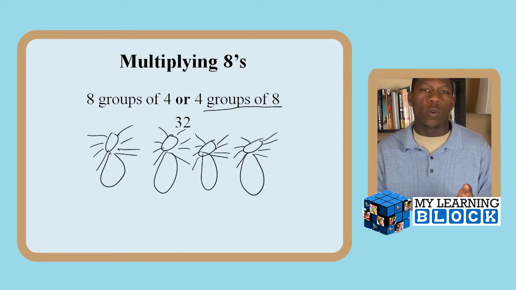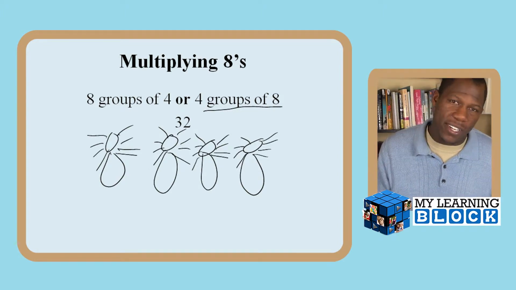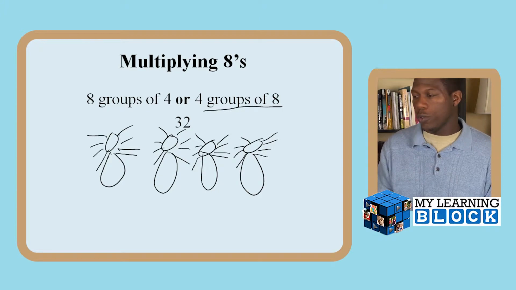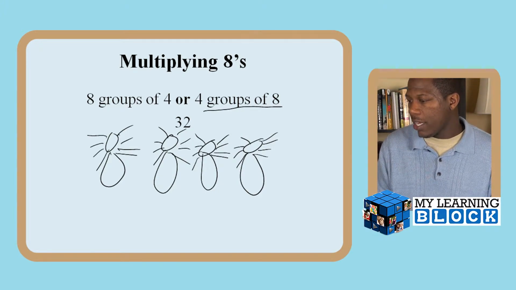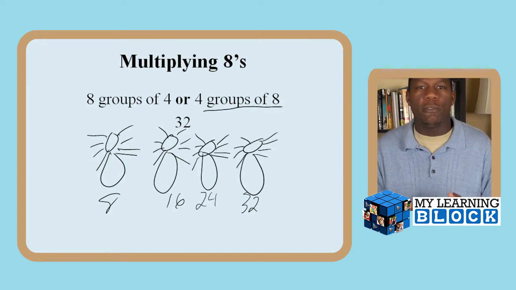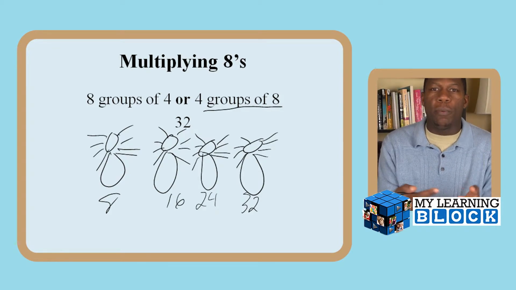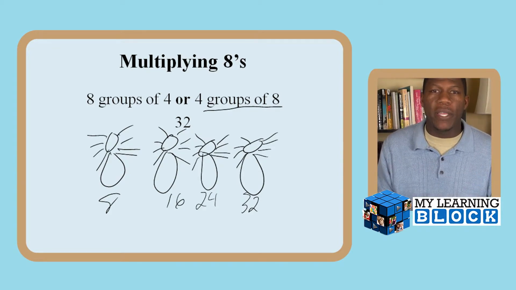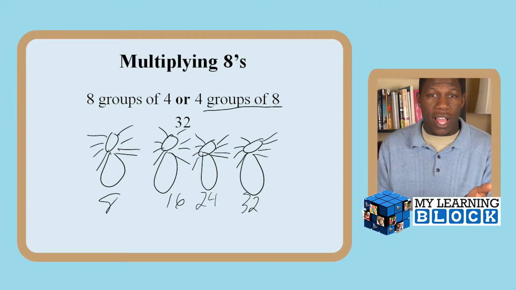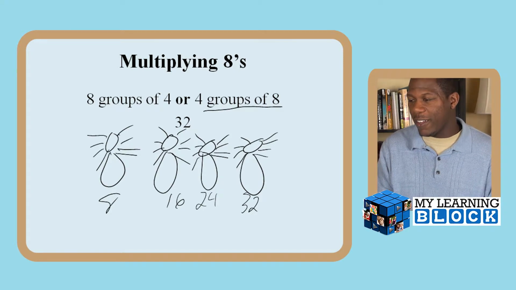So I have my 4 groups of 8, and if you counted all these arms, I'm not going to waste your time on that one, but if you count all the arms, it should be 32. You should have 8 here, 16 here, 24 here, and 32. So that's grouping numbers. Like we said before, multiplication is the grouping of numbers, or the process of repeated addition. Now, how do you focus on those 8's? Well, I'm glad you asked, because it's time to figure it out.